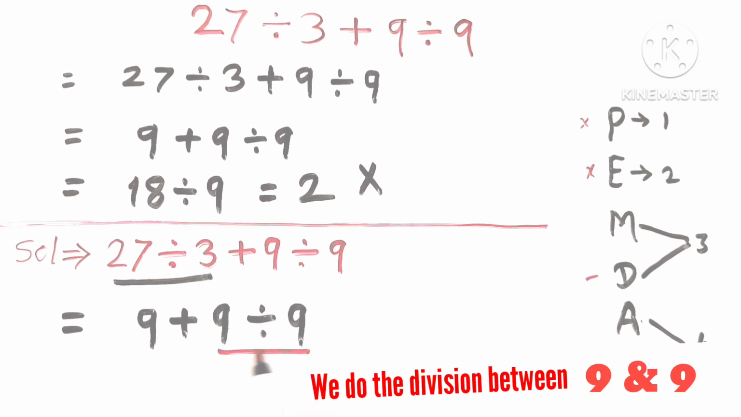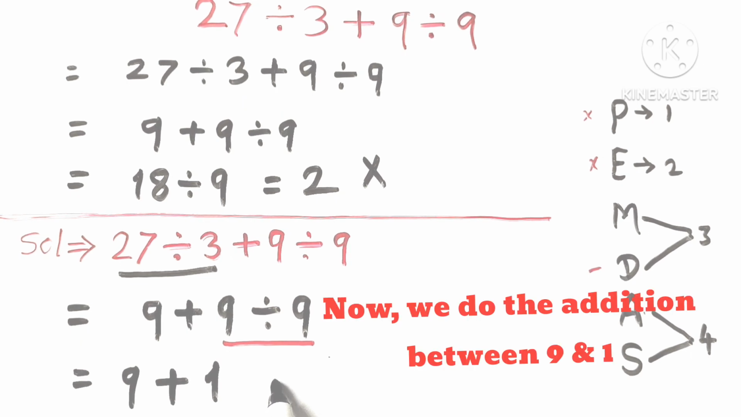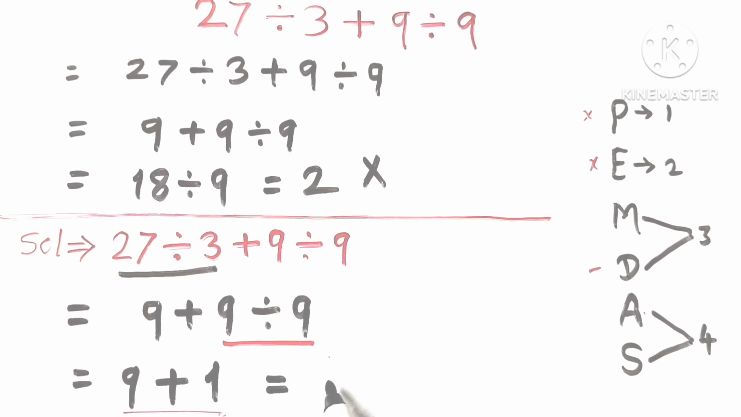Now we do the division between 9 and 9 is equal to 9 plus 1. Now we do the addition between 9 and 1 is equal to 10. 10 is the correct answer.